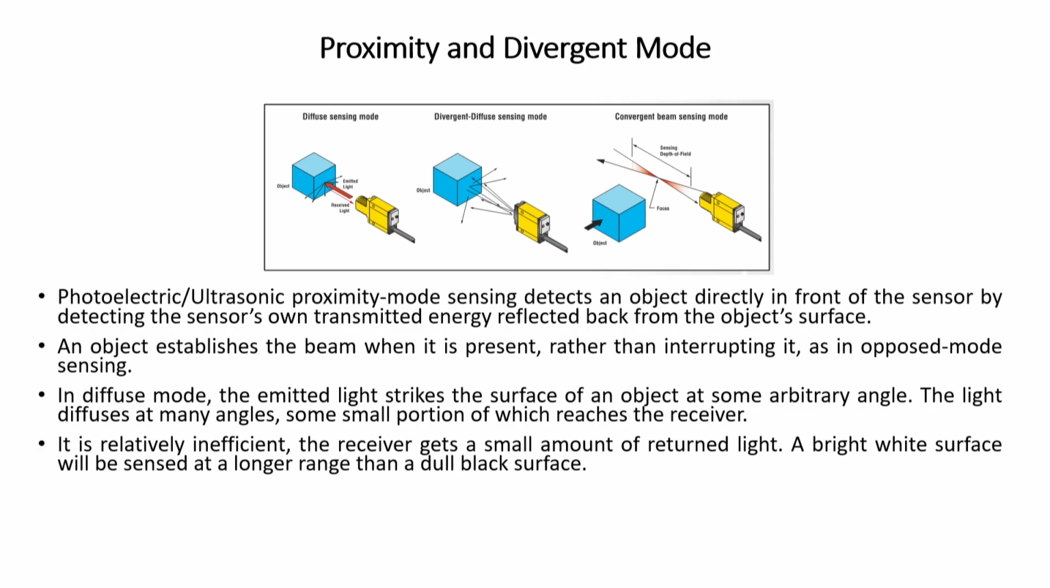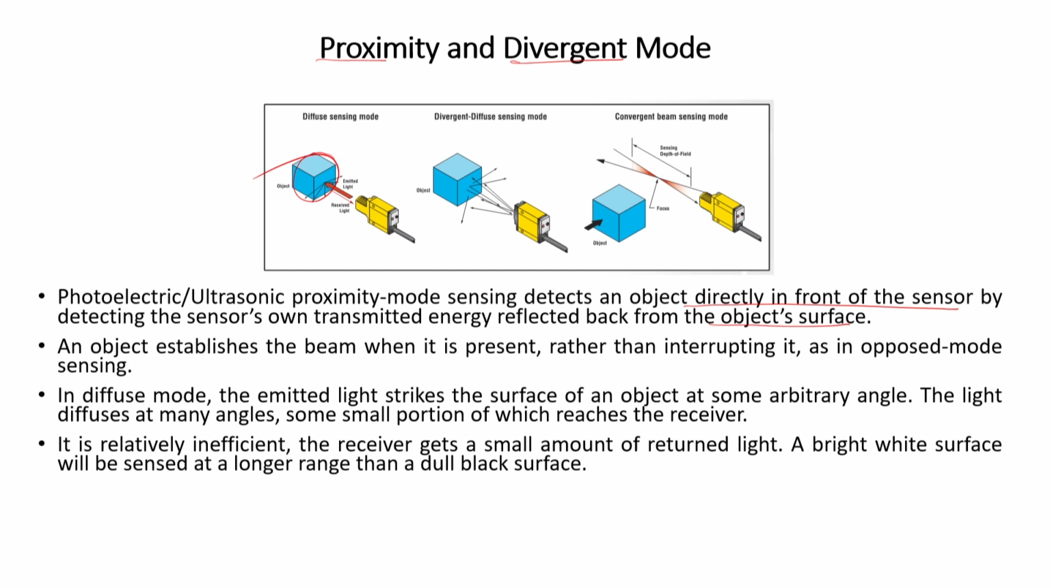Now, then there can be another type which is called the proximity and the divergent mode. So, what does it do here? Well, photoelectric or ultrasonic, both of them can be used in this case, either photoelectric light based or ultrasonic sound based. Proximity sensing detects an object directly in front of the sensor by deflecting the sensor's own transmitted energy reflected back from the object surface. So, in the earlier system that I told you, it gets the energy reflected from the retroreflector. In this case, it takes the direct reflection from the object itself that reflects back.